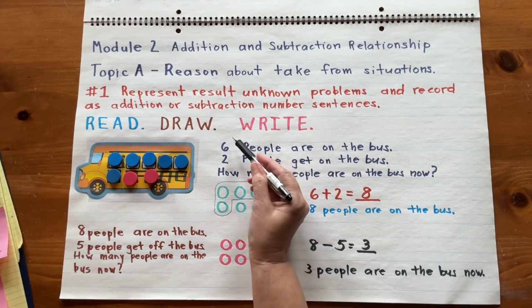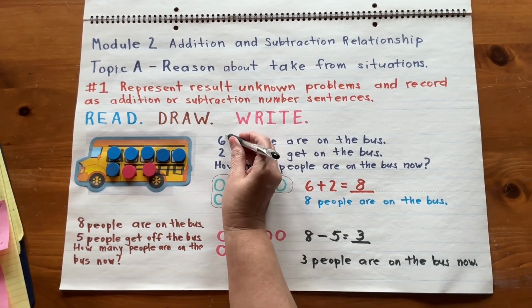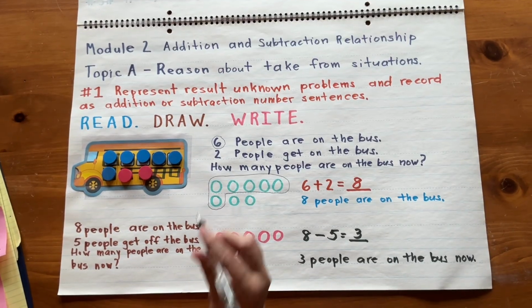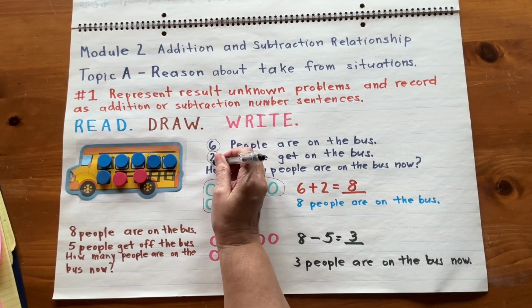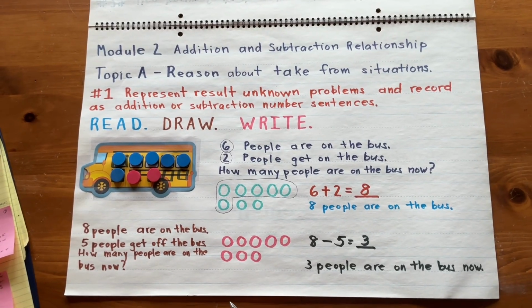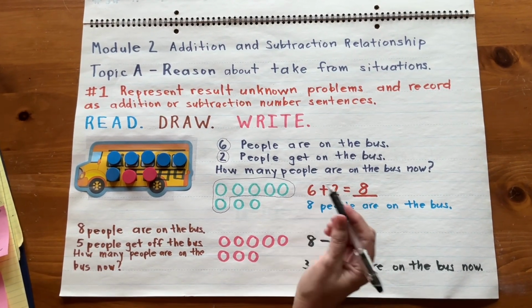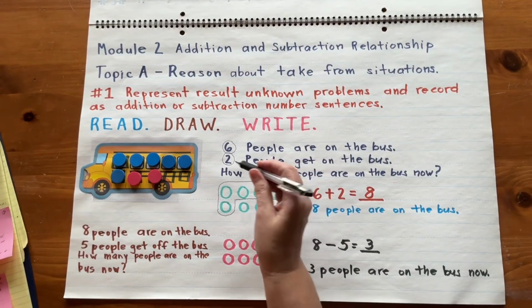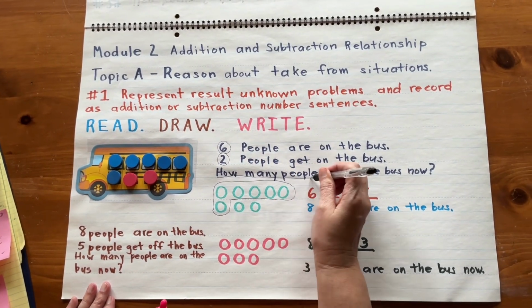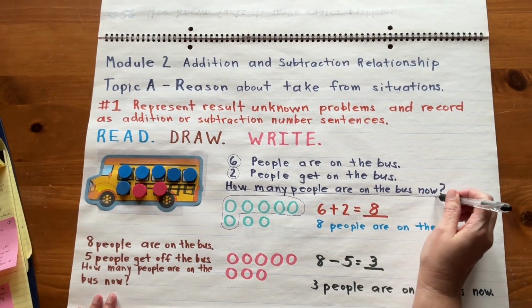Yes, we know 6 people on the bus, so scholars will circle the number 6. 2 more people get on the bus. And then they're taught to draw a line under the question, reading it as they draw it. How many people are on the bus now?